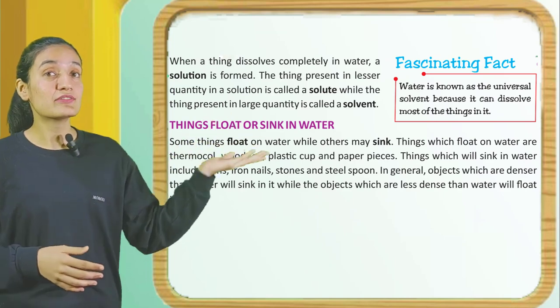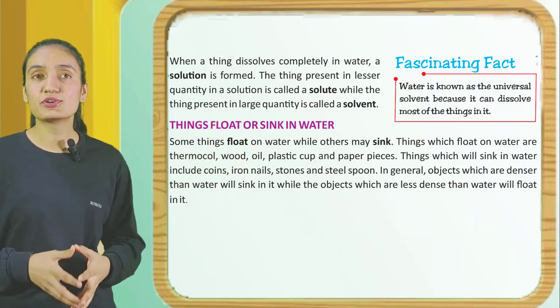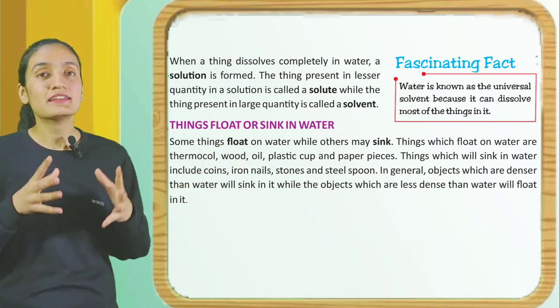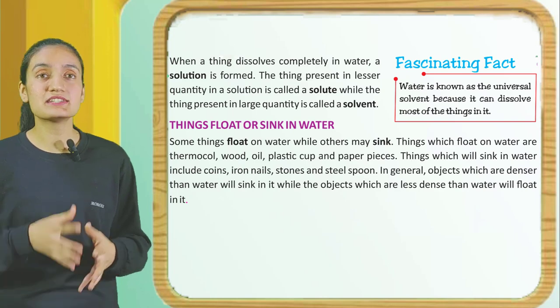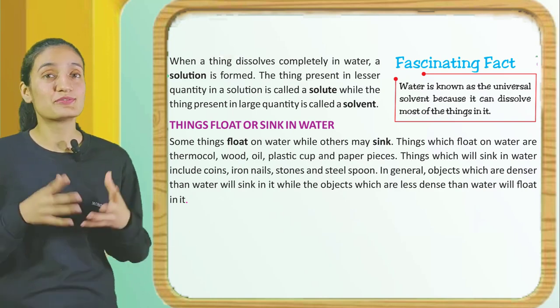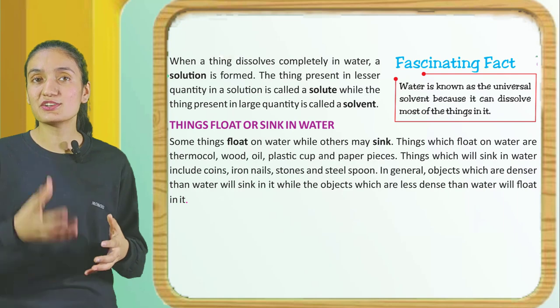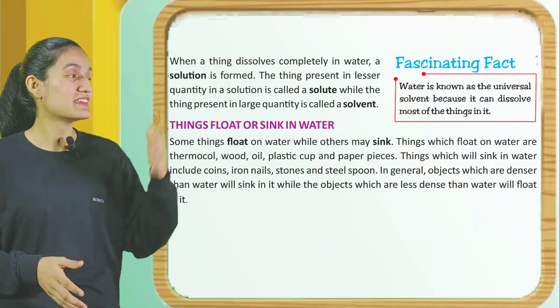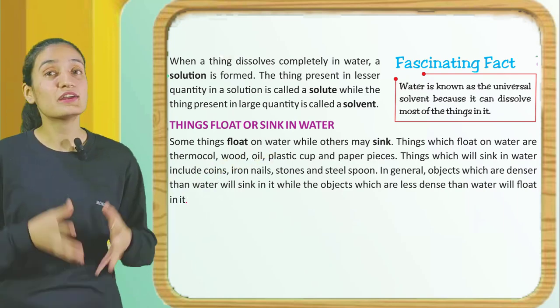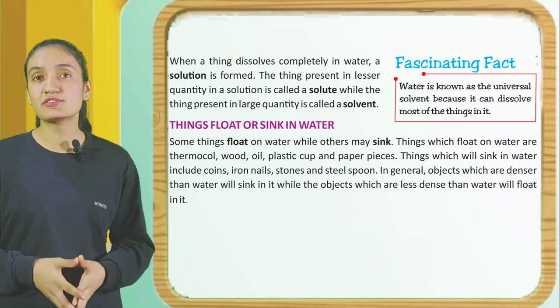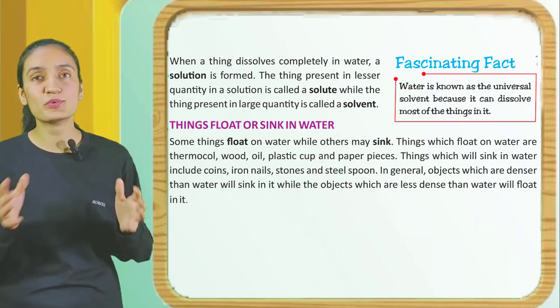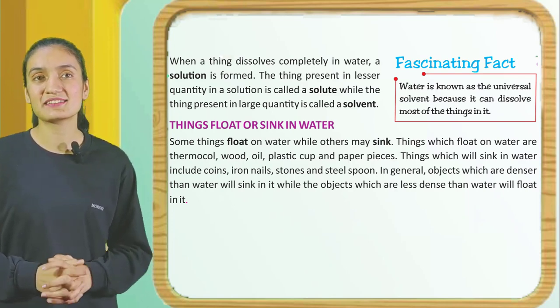Solution. When a thing dissolves completely in water, a solution is formed. The thing present in lesser quantity in a solution is called a solute, while the thing present in larger quantity is called the solvent. Now let's see the fascinating fact. Water is known as the universal solvent because it can dissolve most things in it.